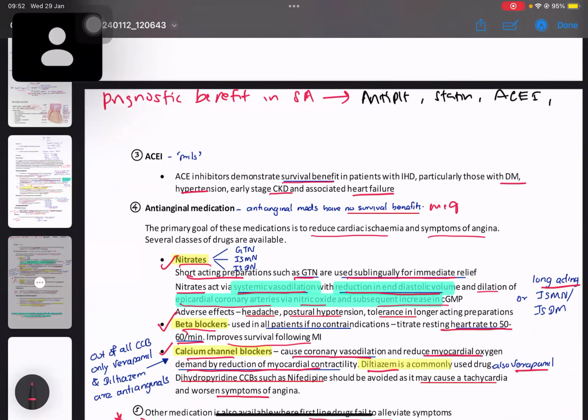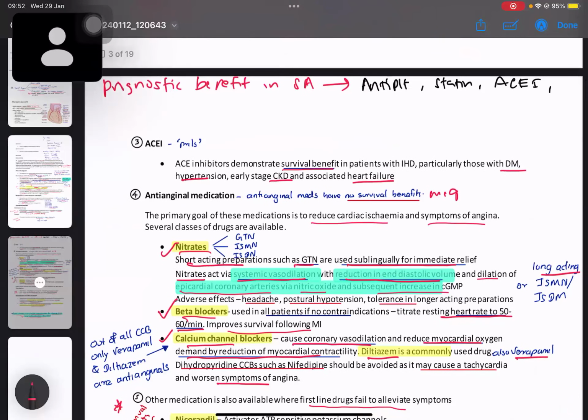ACE inhibitors, which means ACE inhibitors. They are enalapril, captopril, those are the drugs. These also have survival benefit in patients with ischemic heart disease, particularly those with diabetes mellitus, hypertension, and early stage of CKD and associated heart failure.